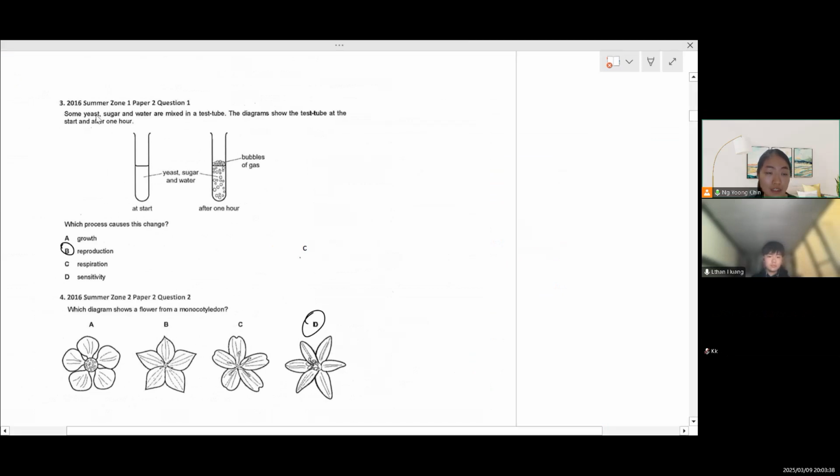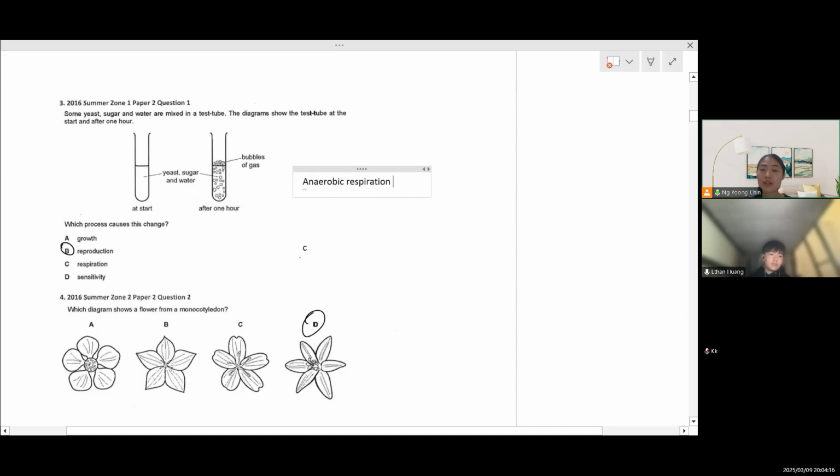Okay, this question, you can see my screen, right? I hope you can listen to me very clearly. Okay, so this picture shows that you add yeast, sugar, and water into the test tube. So after 1 hour, you can see the bubbles being released. So which process caused this change? Actually the answer is respiration, because this picture, with the addition of yeast, sugar, and water, shows anaerobic respiration.